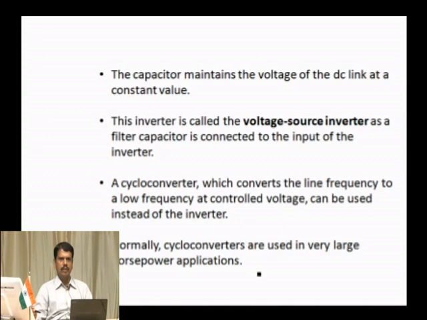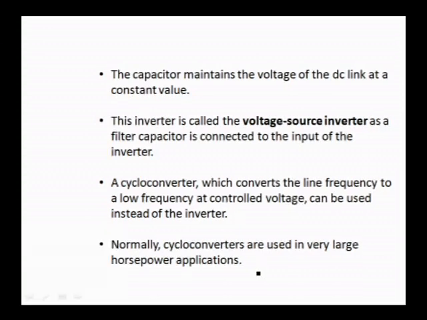So it is called a voltage source inverter, because the voltage across the filter capacitor is connected to the input of the inverter. So voltage is applied there, and the voltage is maintained constant. A cycloconverter also can be used here, because the cycloconverter is used for very large applications. It is normally used for very high, very large power applications.